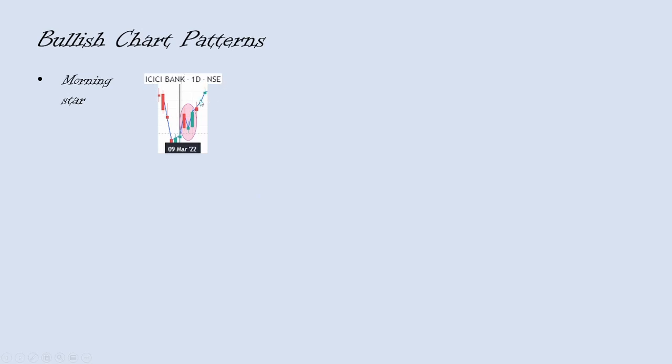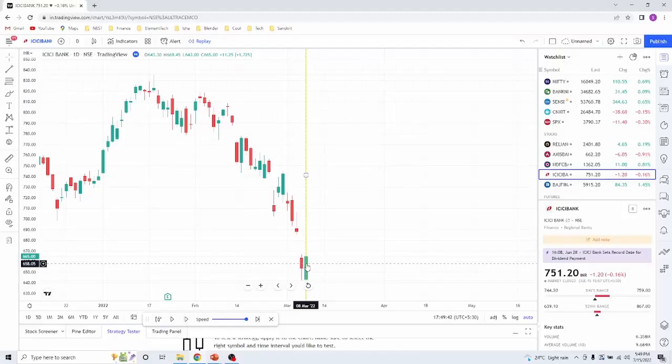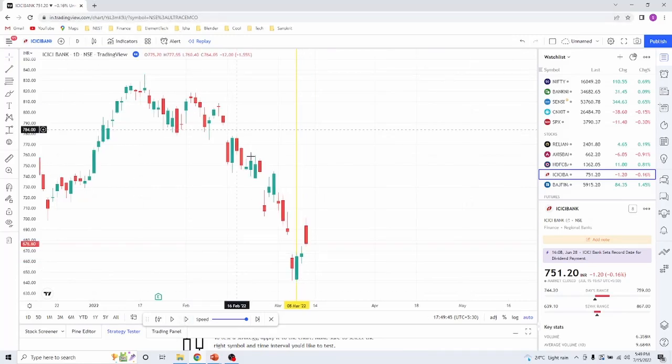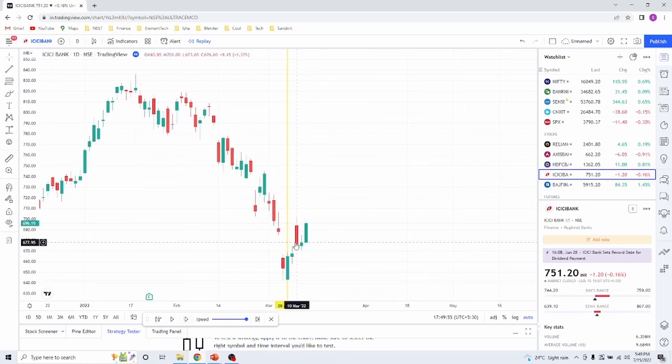So for example, let's look at ICICI Bank on 9th March 22. Okay, and let's see what's happening here. As you can see, there's a downtrend already, right? And there's a red candle followed by a doji green candle followed by a green candle whose body height is the same as the red candle. So this is definitely a morning star, okay? Because from downtrend it is taking us towards the uptrend, which is the bullish trend.